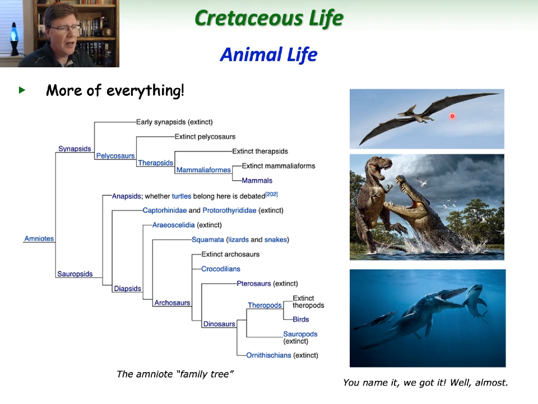Pterosaurs like Pteranodon. Ooh, look at Deinosuchus, a huge crocodilian form there, going after T-Rex with its two-fingered hand. Here's a giant mosasaur, a marine reptile, going after a shark. Pretty good diversity in the Cretaceous of animal life.